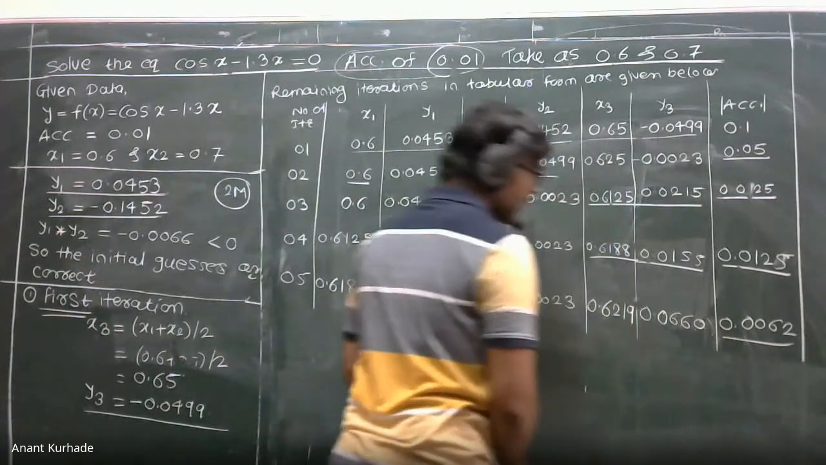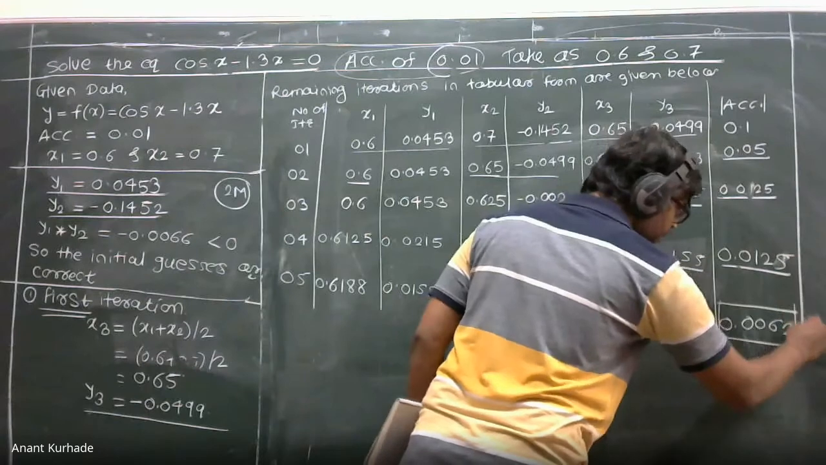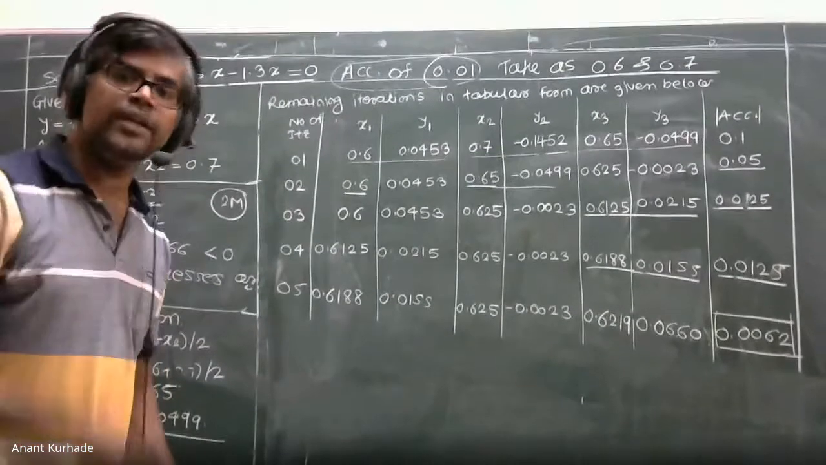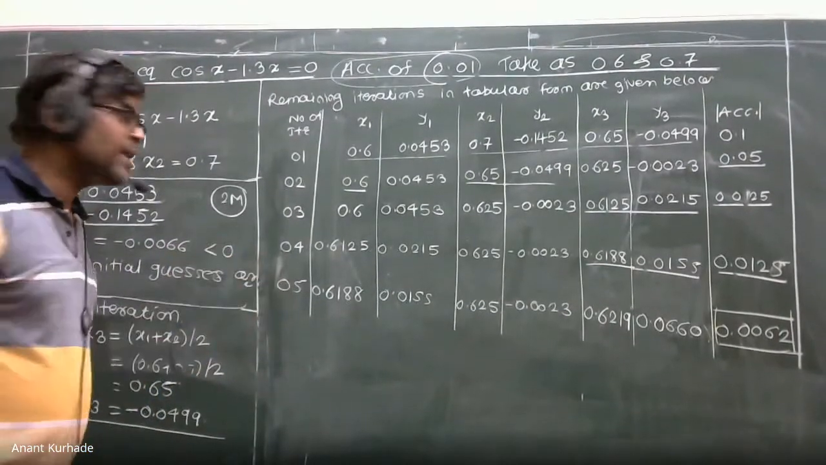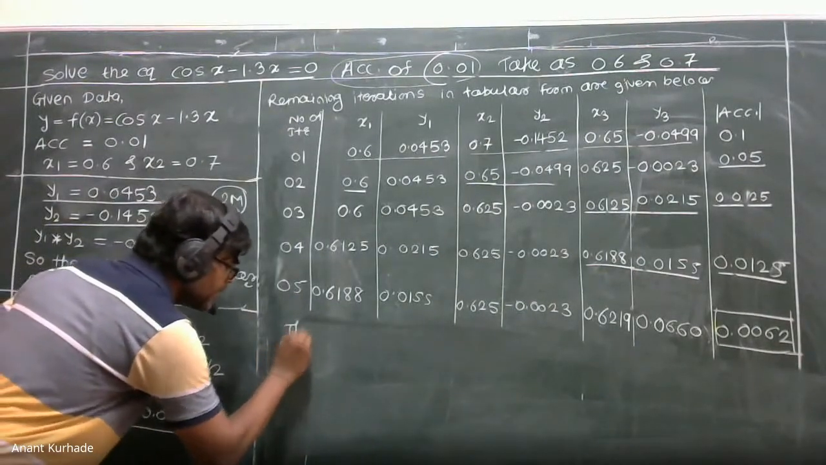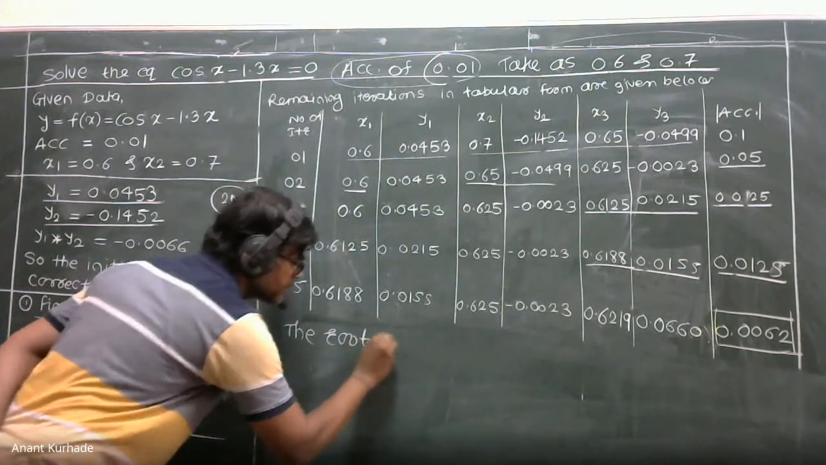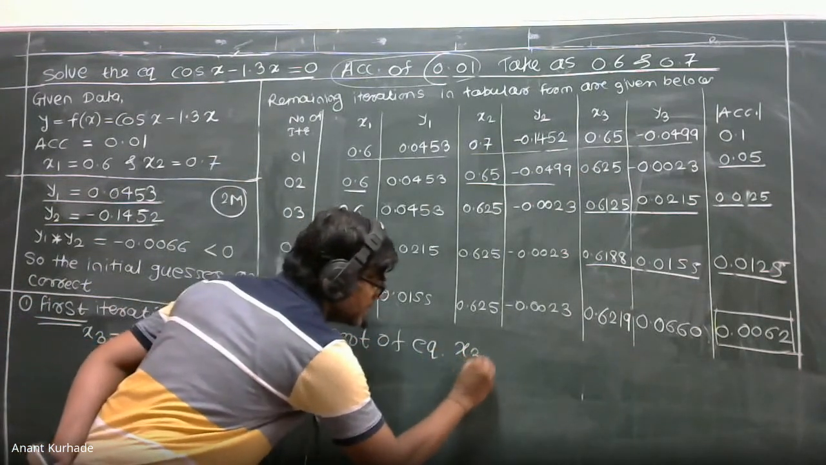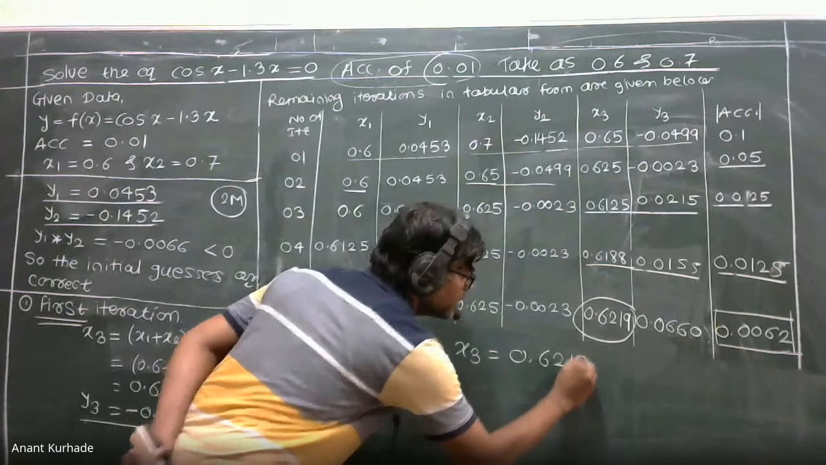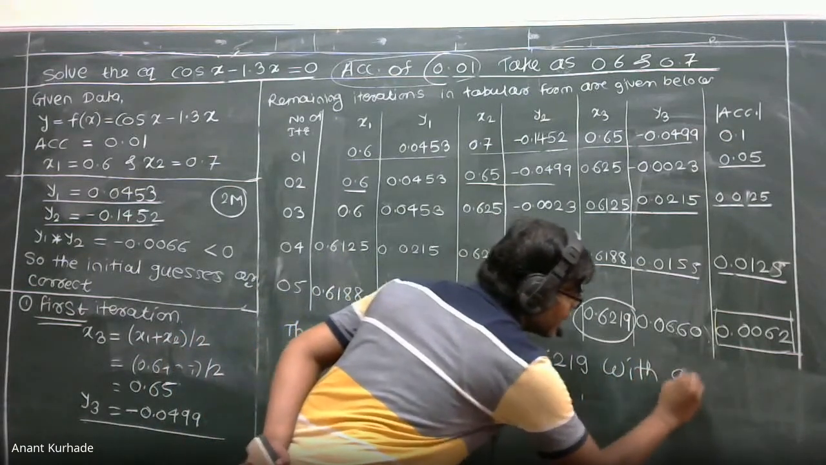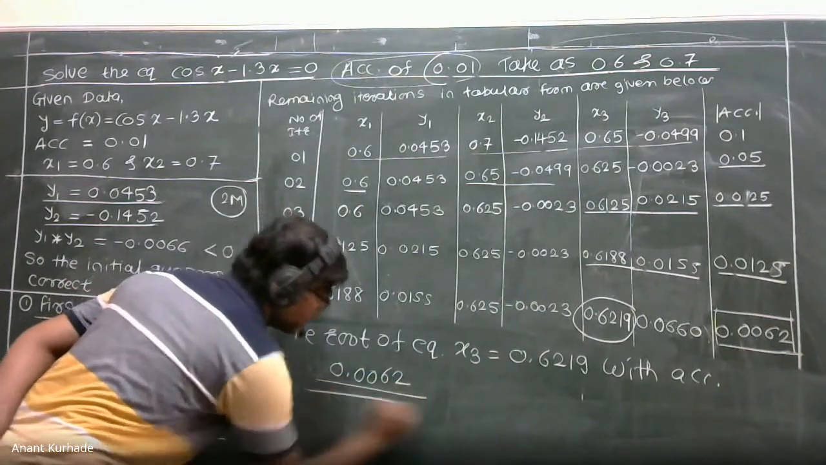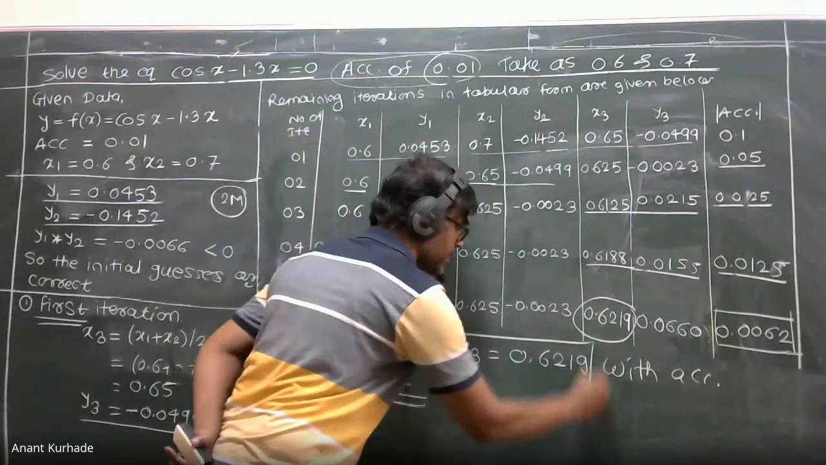If the obtained accuracy is less than or equal to the given accuracy, then you can stop. At last, you can write the answer: the root of the equation x3 is equal to 0.6219 with accuracy 0.0062. Now you can stop here and just block this.